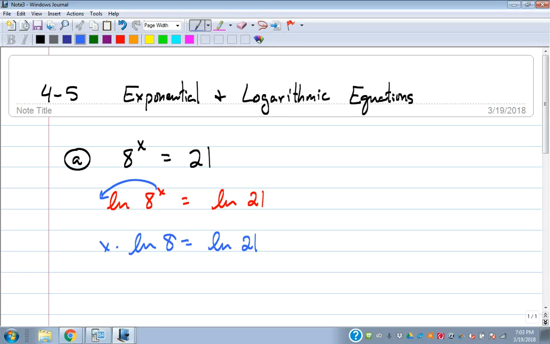Okay? So this problem is no different than a problem like this: 7x equals 14. How do you solve 7x equals 14? How do you get x by itself? You divide by the number that's multiplied times x, right? For this problem, this is the number that's times x. So we're going to divide by that number.